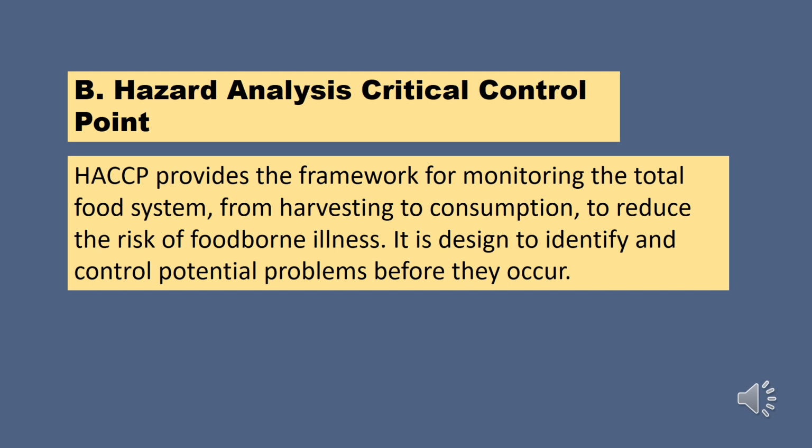Hazard Analysis Critical Control Point. HACCP provides the framework for monitoring the total food system, from harvesting to consumption, to reduce the risk of foodborne illness. It is designed to identify and control potential problems before they occur.